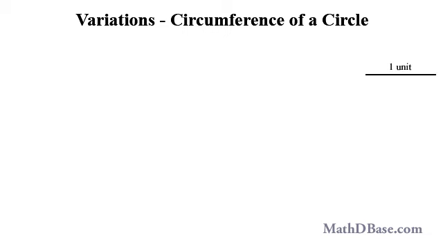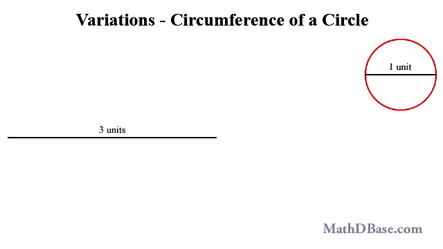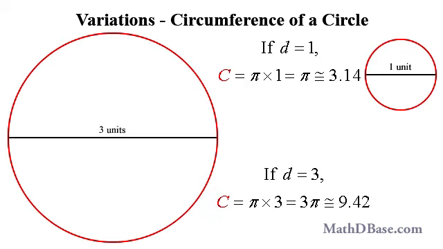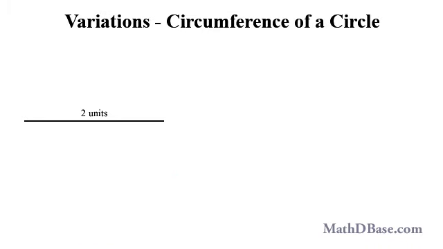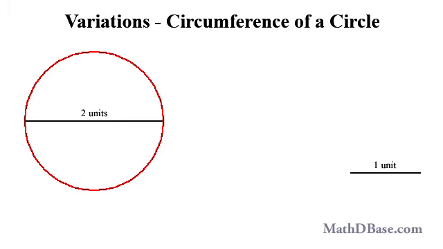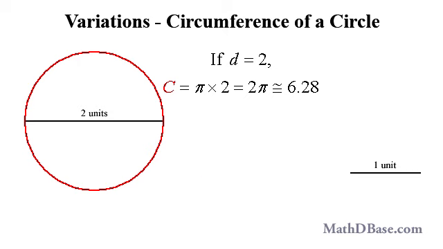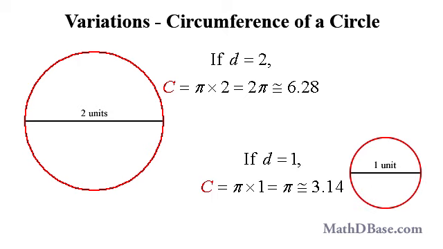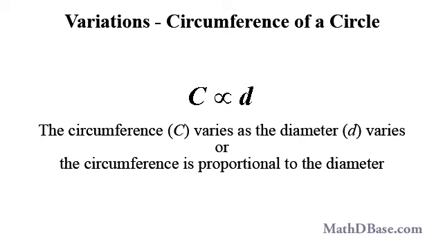If the diameter is tripled from 1 unit to 3 units, the circumference is tripled from 3.14 units to 9.42 units. And if the diameter is halved from 2 units to 1 unit, the circumference is halved from 6.28 units to 3.14 units. The circumference varies or changes as the diameter varies, and we write c varies as d, or c is proportional to d.